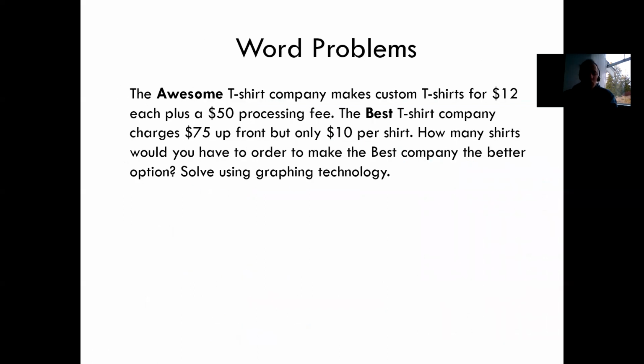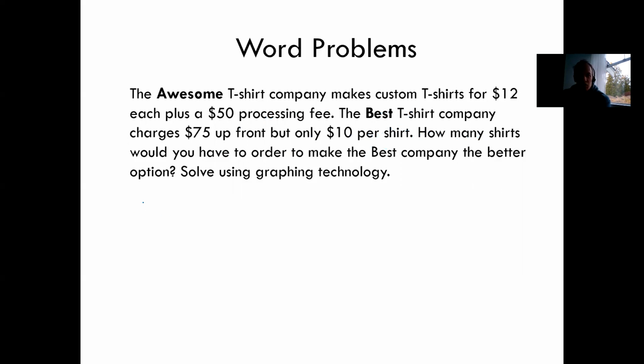Okay, now we've got one more problem here. The Awesome T-Shirt Company makes custom T-shirts for $12 each, plus a $50 processing fee, and the Best company does $75 and $10 per shirt. How many shirts would you have to order to make the Best company the better option? Solve using graphing technology. Okay, so we're going to take a sec here. If you haven't done any thinking, pause the video and think about what the equation is going to look like.